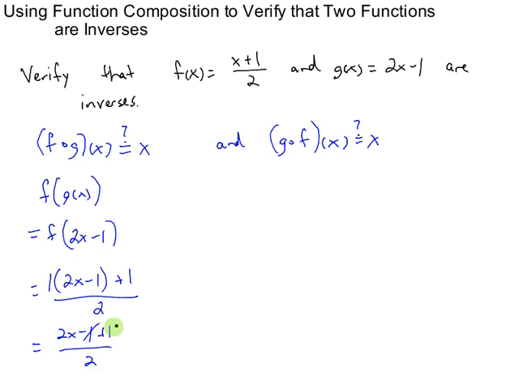Negative 1 plus 1 is 0. 2x divided by 2 is x. So that's good. That one checked out. The output of that composition is x. I'll do the same thing over here.